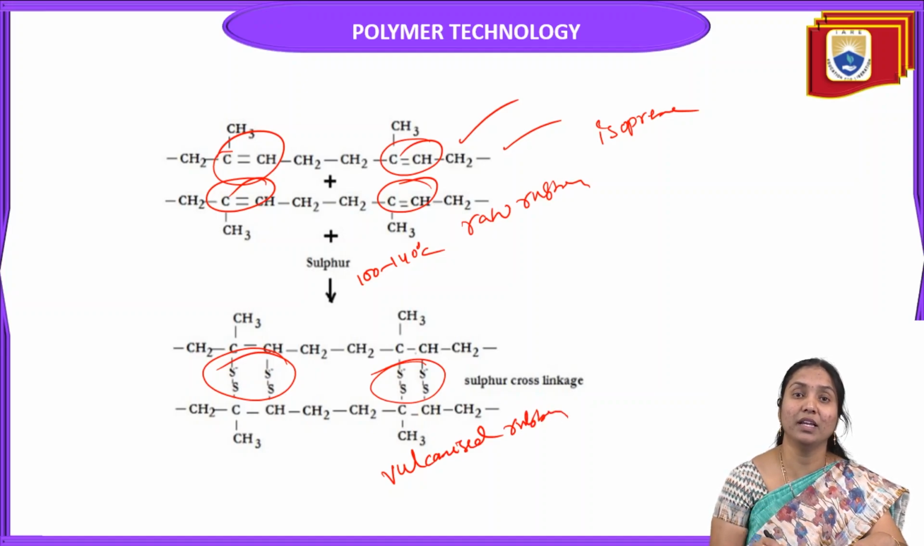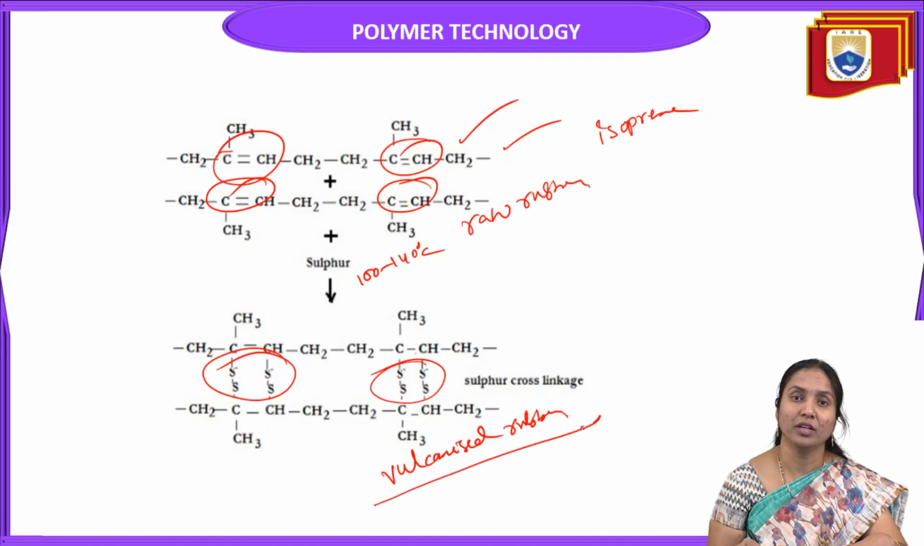This process is mainly used to improve the properties of rubber like durability, elasticity and water resistance. All these are improved when natural rubber is heated with sulfur at 100 to 140 degrees centigrade temperature. Here sulfur combines at the double bonds of the rubber chains, then forms vulcanized rubber. This process was introduced by Charles Goodyear in 1839.